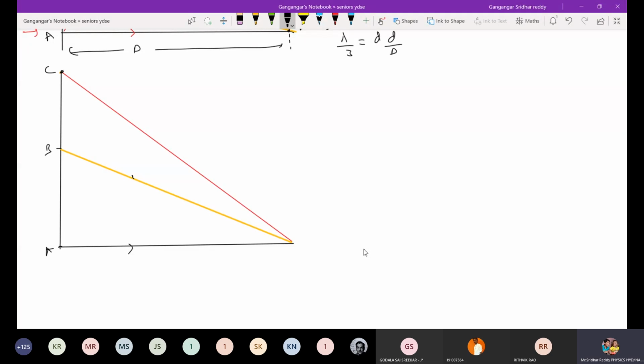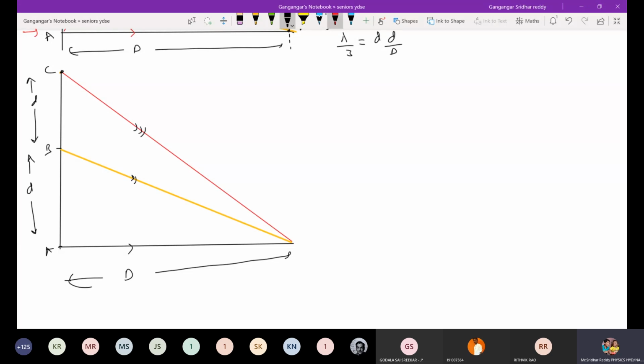So these are the, we are not bothered. B already got over. Now let me take between C and D. No, this distance is what? Capital D. This was given as D, and let this be D.